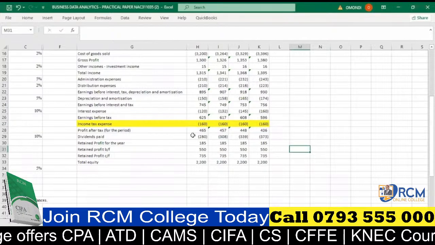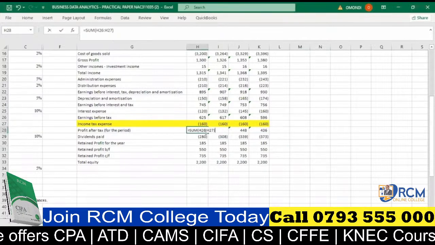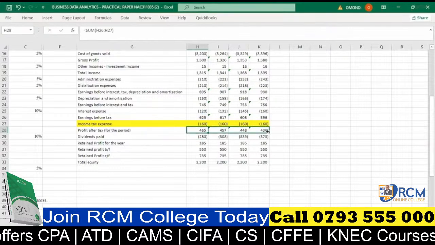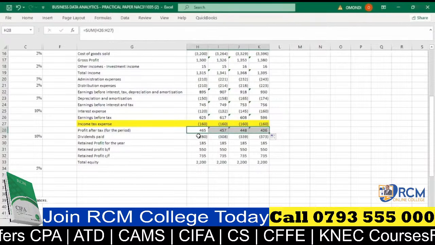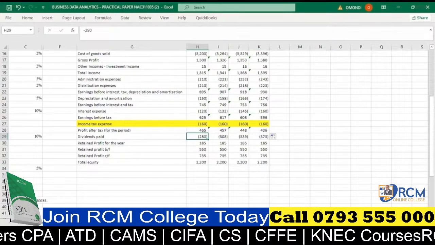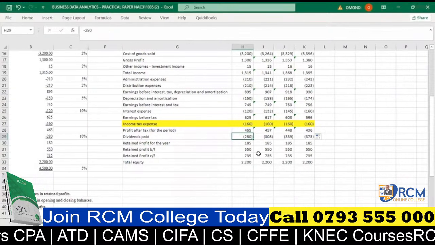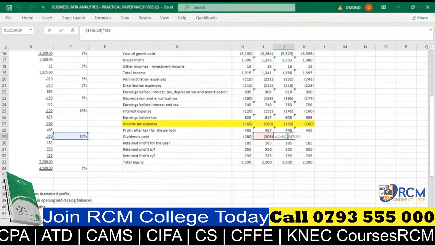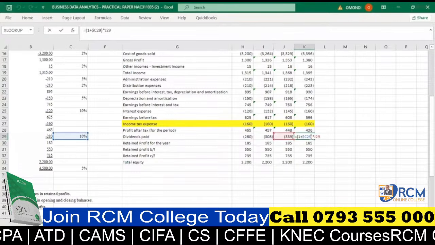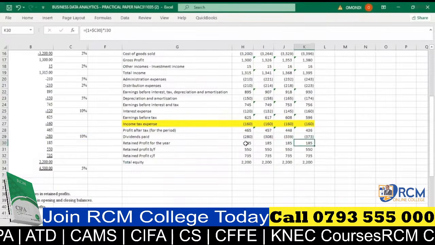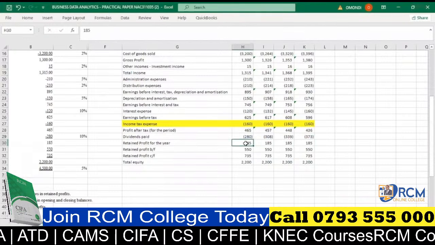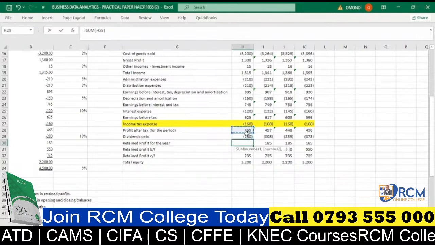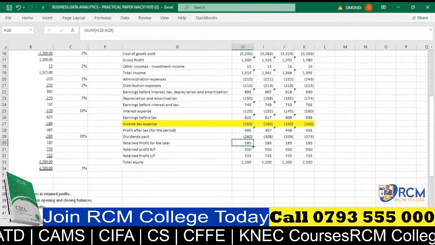And here, profit after tax for the period is the difference between profit before tax, then you subtract tax. Then dividends paid. Dividends paid we were told is what percent? 10%. So 10% of these values is what is there. That is correct. Then we get retained profit for the year. Retained profit for the year is now the difference between those two. That is the retained profit for the year.